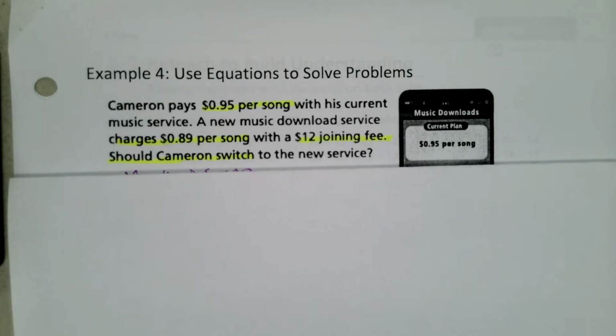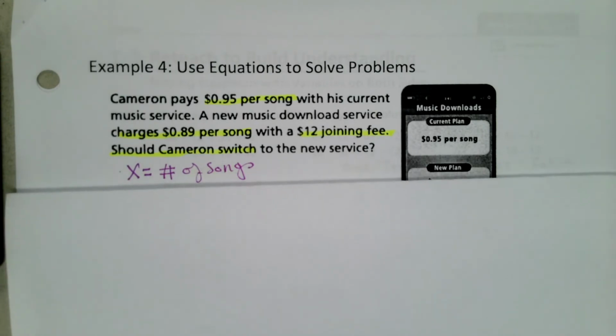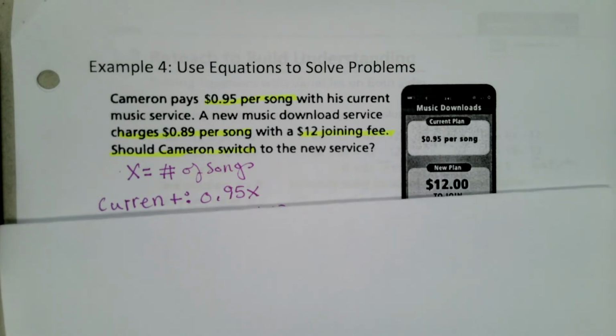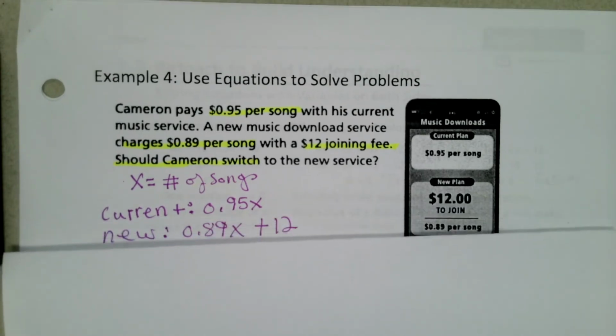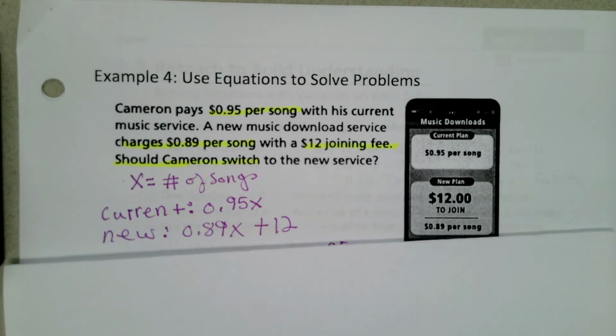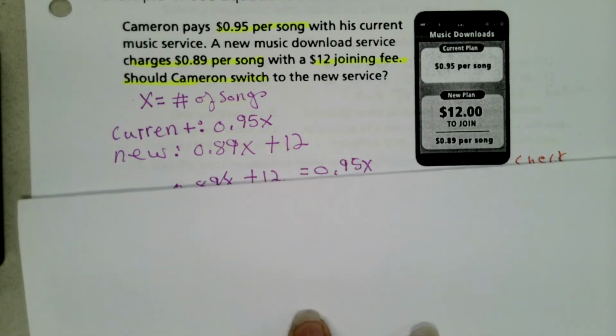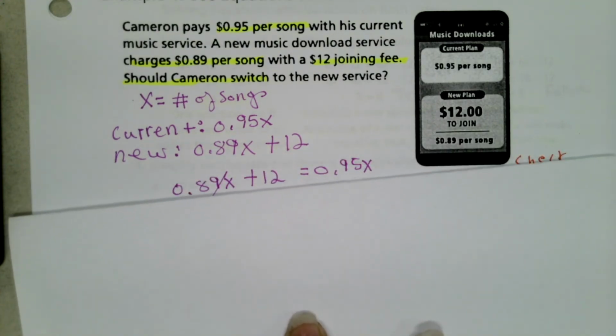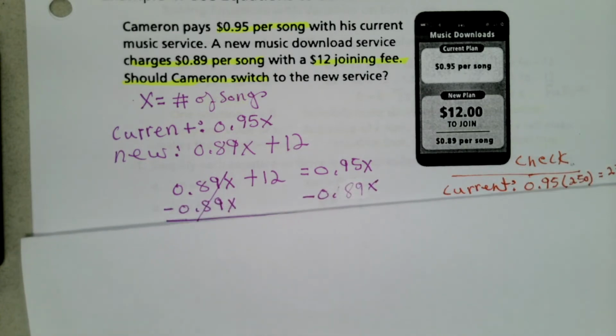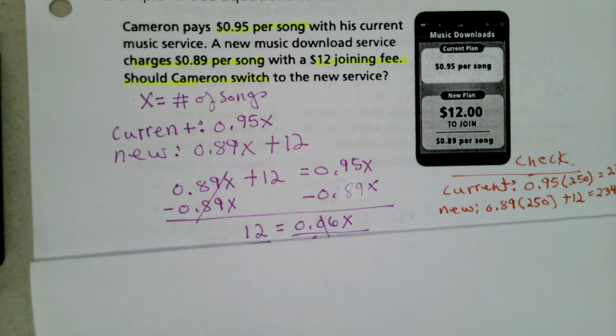Should he switch? Well, in order to know if he should switch, we need to know quite a few different things. The first thing we need to do is let X be the number of songs. Well, then our current plan is 0.95x. Our new plan is 0.89x plus 12. Well, let's figure out when they're equal to each other. We set them equal to each other. Then we subtract 0.89x on each side. And we get 12 is equal to 0.06x. When we divide 0.06 on each side, we get 200 equals x. That means at 200 songs, it costs the exact same thing.